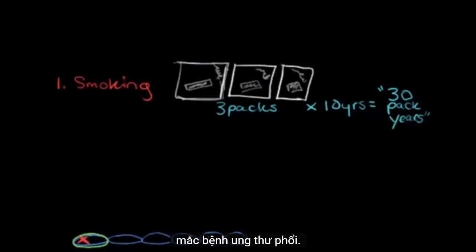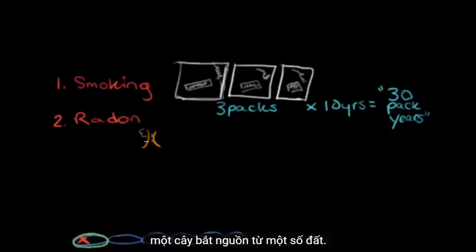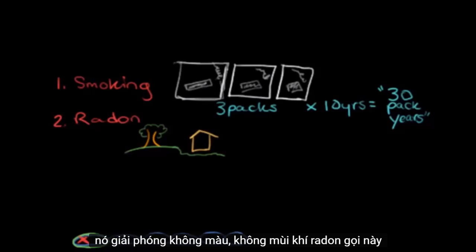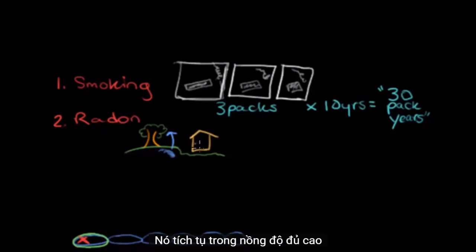And 30 pack years is an important number because it places this person at a very elevated risk of developing lung cancer. Another mutation source is radon. And radon is a naturally occurring gas that you find in the atmosphere that we're breathing in all the time. And to explain where it comes from, I'm going to draw a tree rooted in some soil and maybe a house on top of this soil. And in this soil is a chemical that when it breaks down, it releases this colorless, odorless gas called radon into the environment. And it can become trapped in houses, and particularly in basements in houses, and it builds up. And at high enough concentrations, this can cause lung cancer.